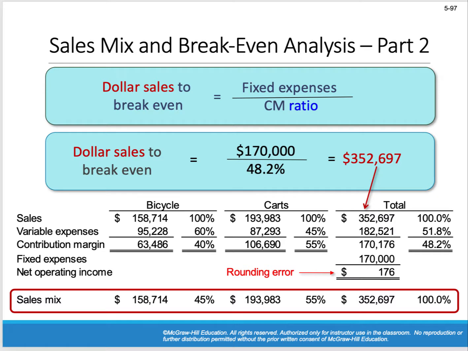Notice here that net operating income is actually not zero, it's $176. Because we're getting a little bit more complex and we're trying to take this complex situation and apply some easy assumptions. That easy assumption is the sales mix. It's in a constant proportion to each other. It's a rounding error, okay? So we're okay with the fact that we have $176 net operating income. Again, why? Due to a rounding error.